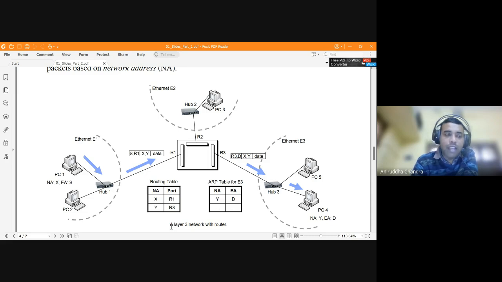Obviously, the routing table has a fixed memory, so the old entries go trashed and the new entries come on top. So it's something like refreshed with every new packet coming through the router.